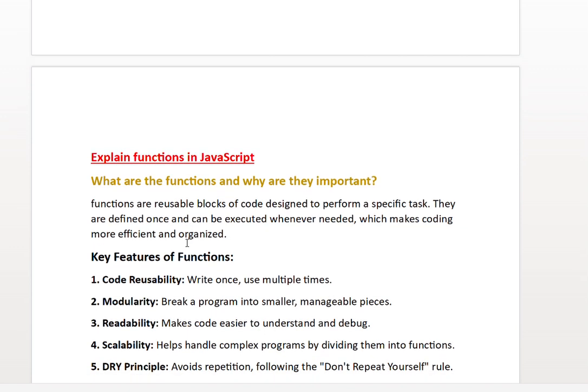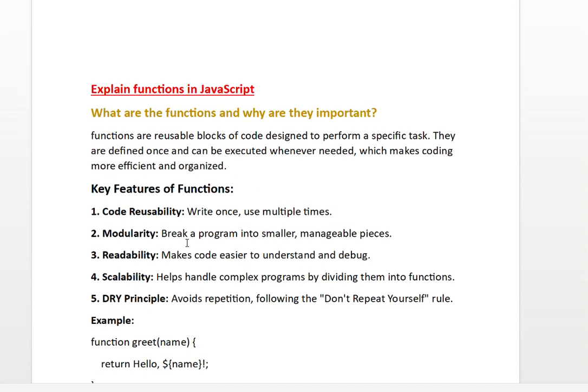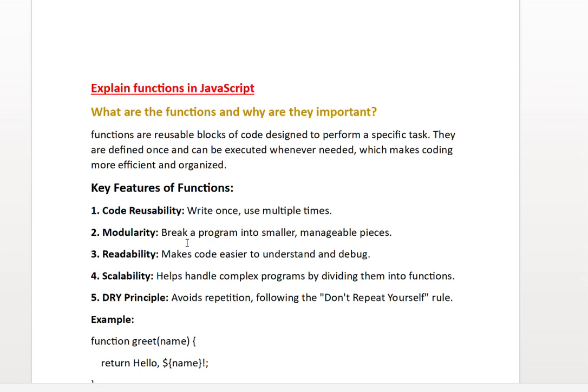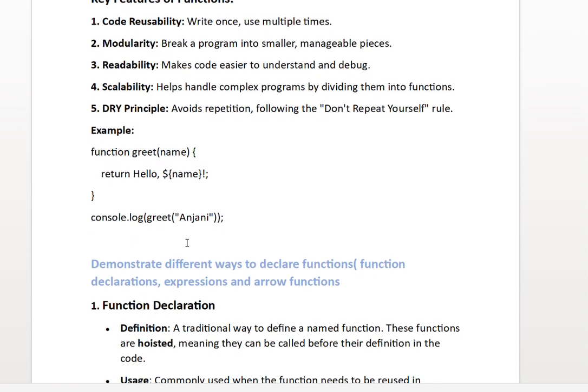What are the key features of functions? Let's look into it. Code reusability, modularity, readability, scalability, and the DRY principle. What is code reusability? Write once, use multiple times. Modularity. Break a program into smaller and manageable pieces. Readability. Makes code easier to understand and debug. Scalability. Helps handle complex programs by dividing them into functions. DRY principle. Avoids repetition, following the Don't Repeat Yourself rule. Look into the example to understand more.